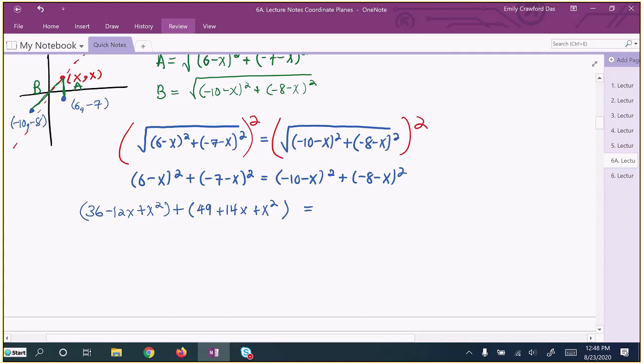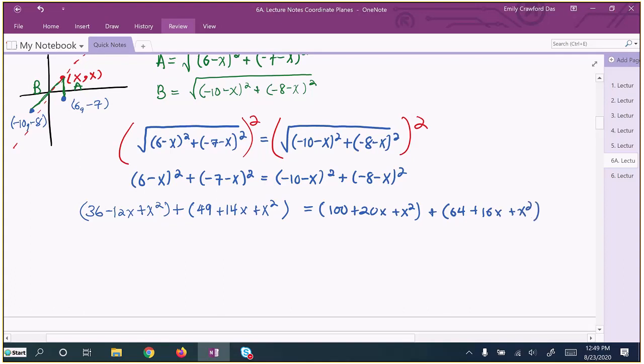And all of that is equal to, if I expand on the right side, I have 100 plus 20x plus x squared plus 64 plus 16x plus x squared.